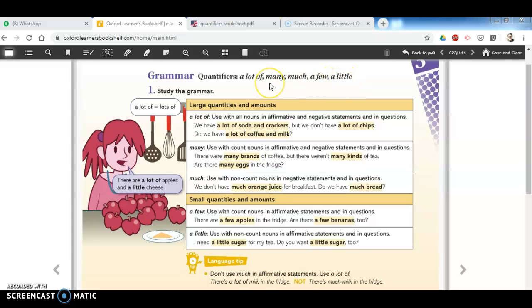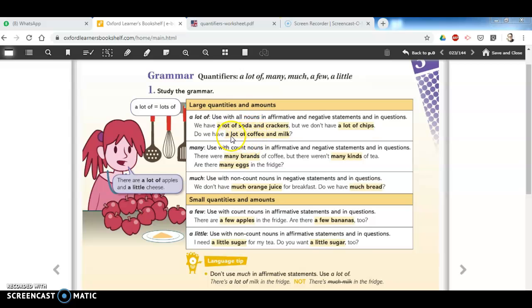Okay, so this group is divided into two parts. First, we have the group that is going to give us large quantities and amounts. By the way, a lot of is the same as lots of, so they are equivalent. When we use a lot of, this is very easy. It's going to be very easy for you because we can use a lot all the time. As you can see here, we can use it with all nouns. Okay? No matter if it's countable or uncountable.